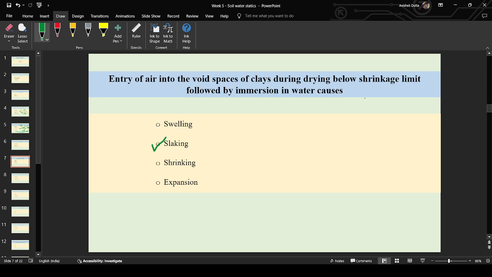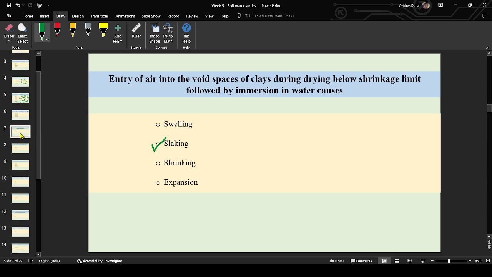Then when the pores are filled up with air and you immerse the dried soil sample in water, there is a sudden flow of water which creates high pressure and the release of the entrapped air, which causes disintegration of the structure of the soil sample, and that is called slaking of clay. Okay, good. Slaking is the correct answer. Next question.